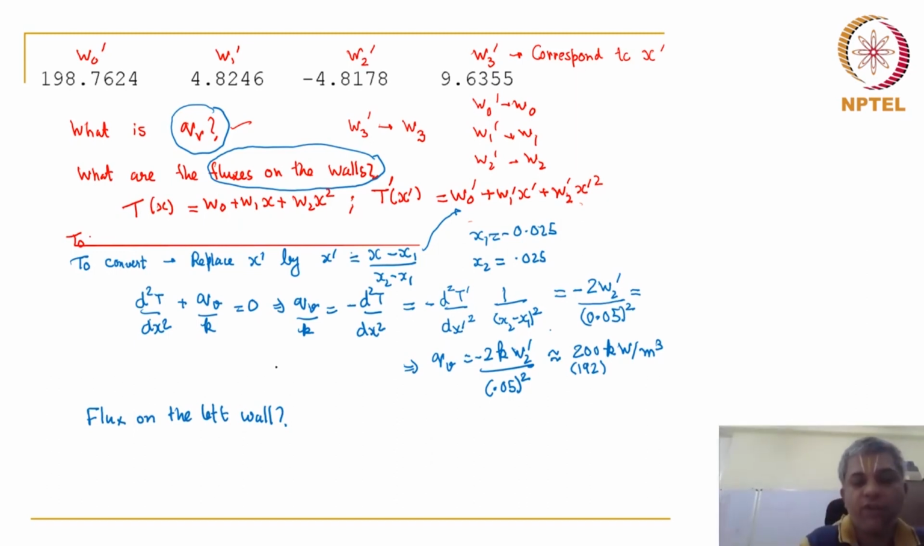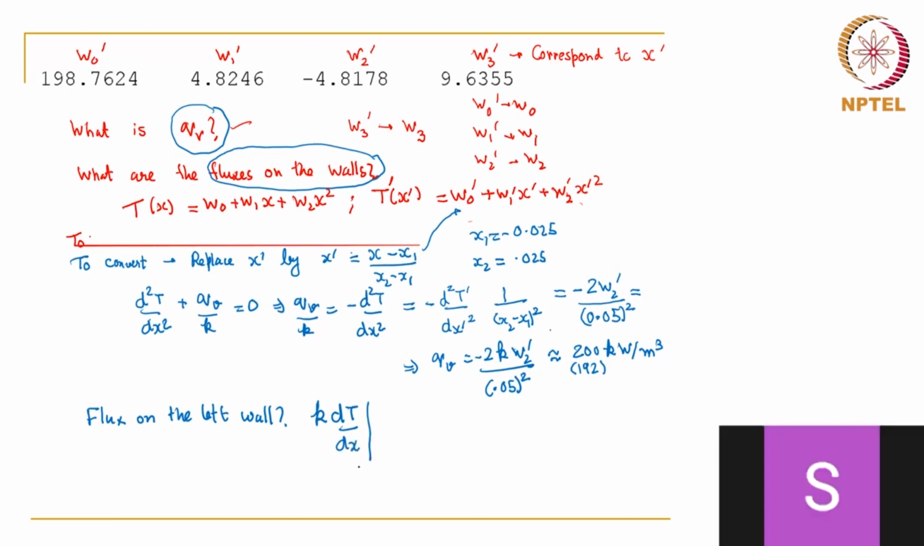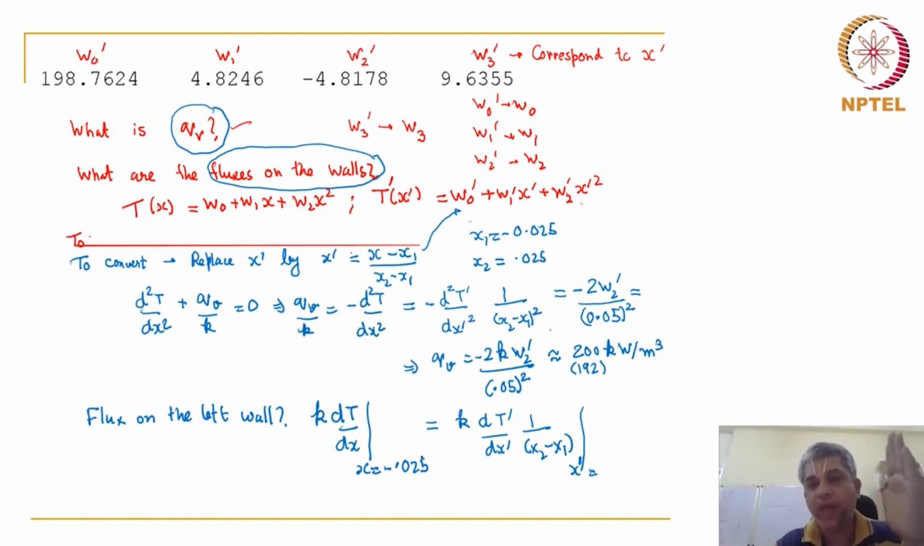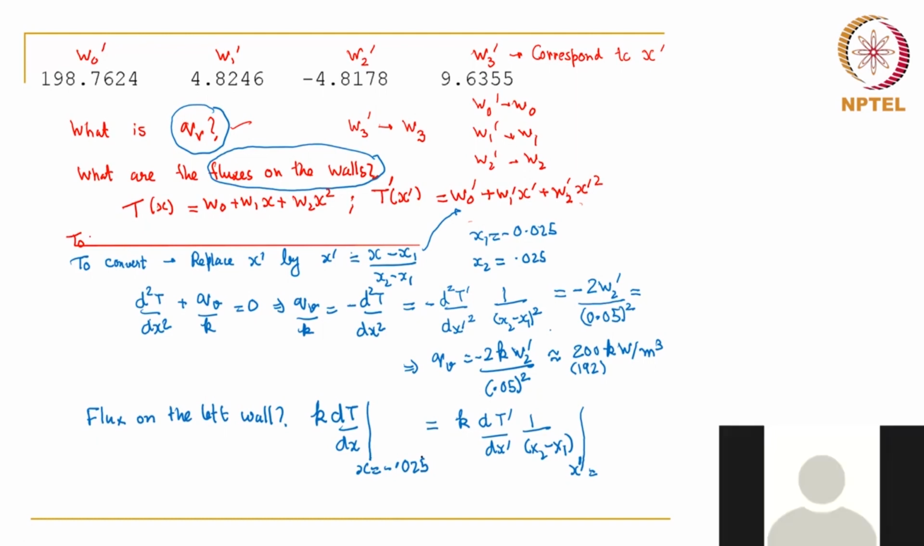And so what we want, flux on the left wall, is given by k dT/dx at which location? At 0. No, at x equal to minus 0.025. Okay, so this is the same as k times dT prime by dx prime, multiplied by 1 by (x2 minus x1), but this is now calculated at x prime equal to... so x equal to minus 0.025 is the left end, and x prime there is what? 0. There it is 0.